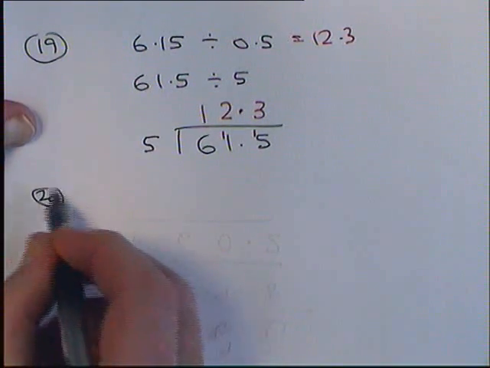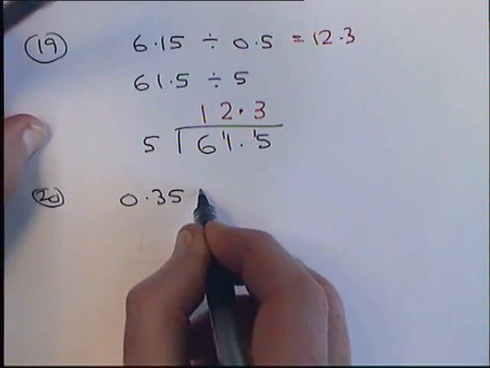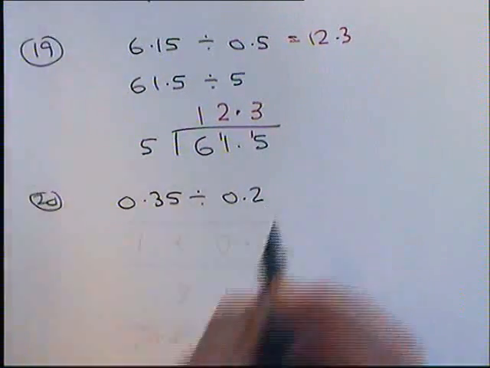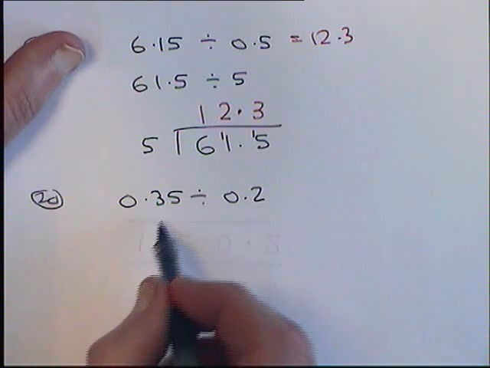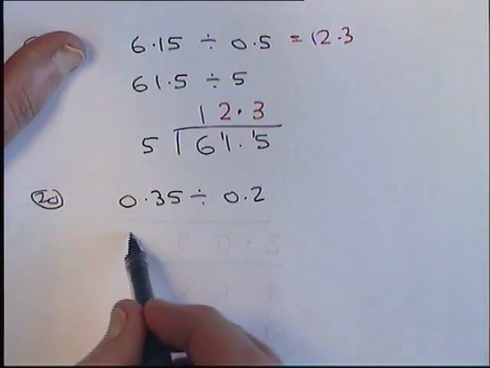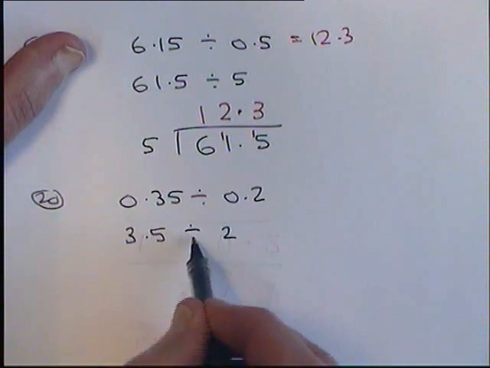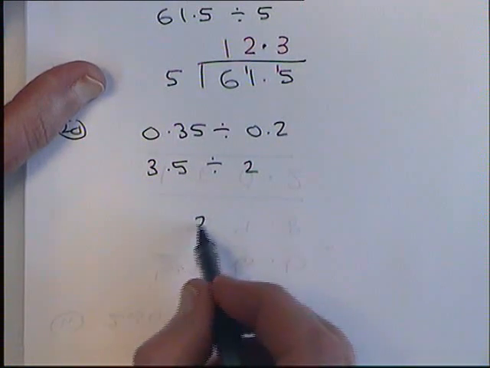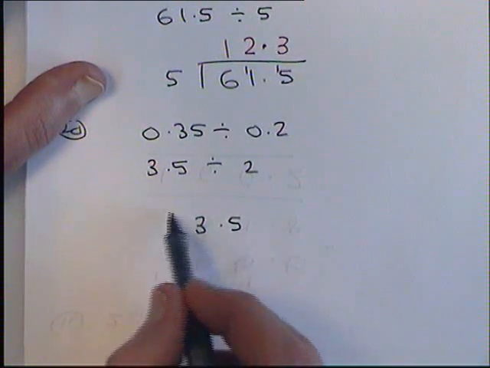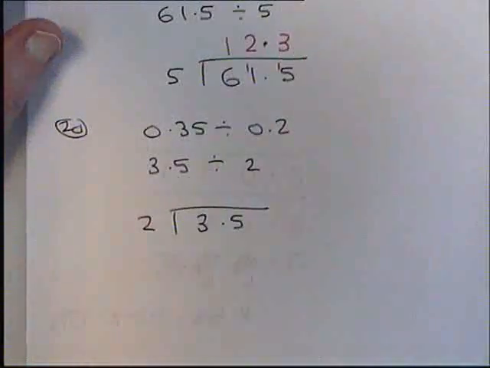And if I'm looking at number 20, my final example I'm doing here, 0.35 divided by 0.2. Again, this isn't a whole number, so times both of them by 10. This number will become 3.5. This number will become 2. So I'm going to do this sum instead. 3.5 divided by 2. Once that's a whole number, you can then go ahead and do it.